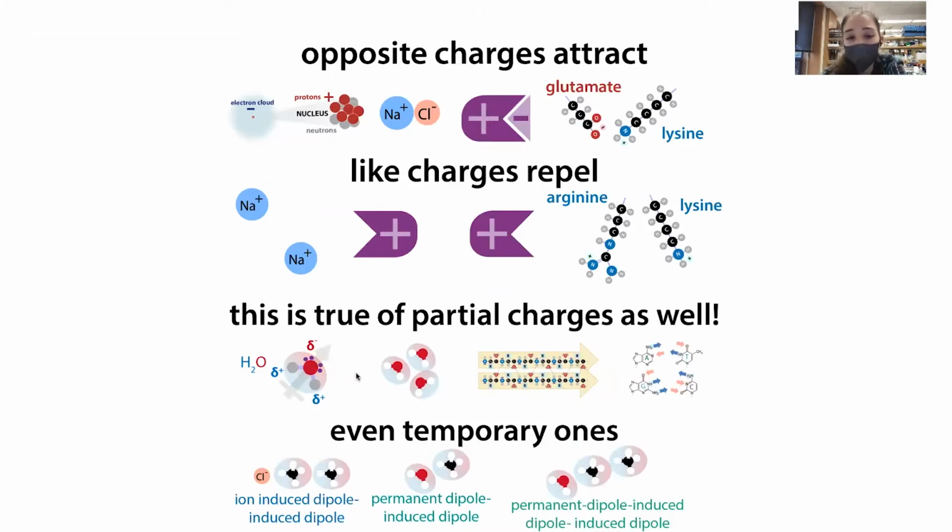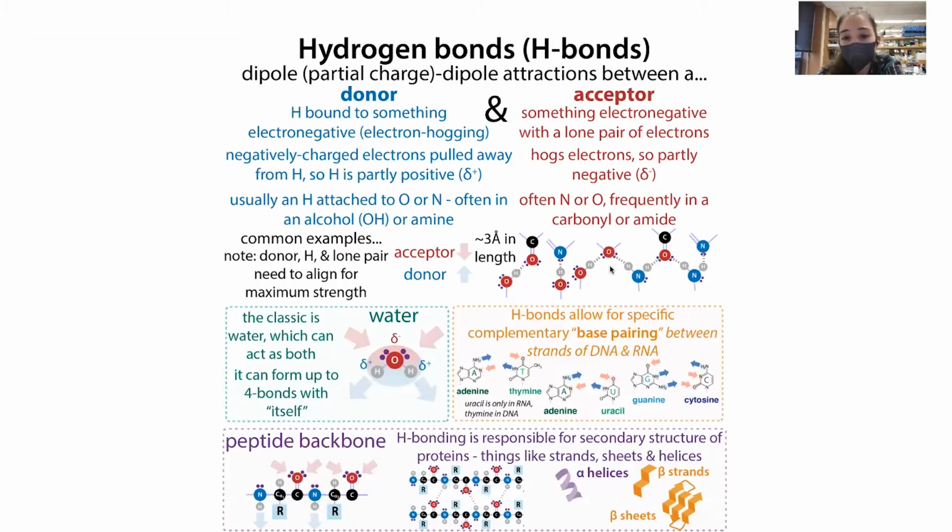And this is even true of partial charges. So we can get, if we have an electronegative atom, one of those hoggers that has a lone pair of electrons, an unbonded pair, and then we have a hydrogen attached to an electronegative atom.